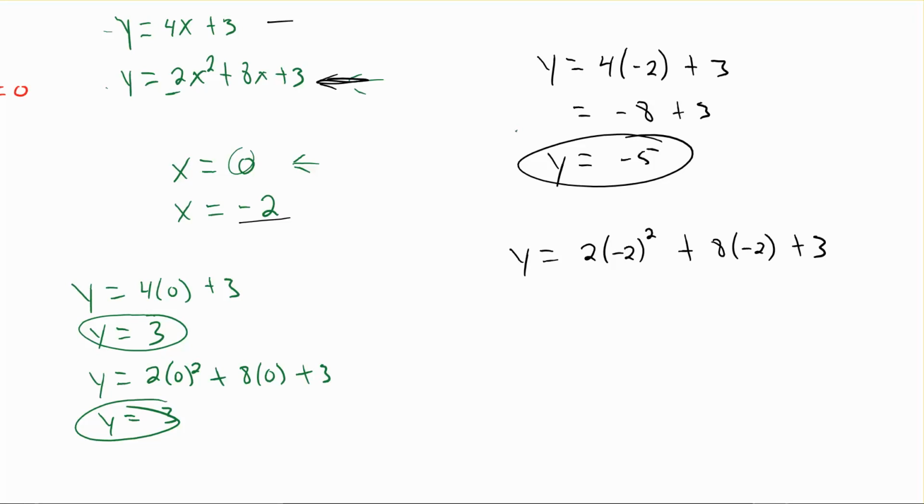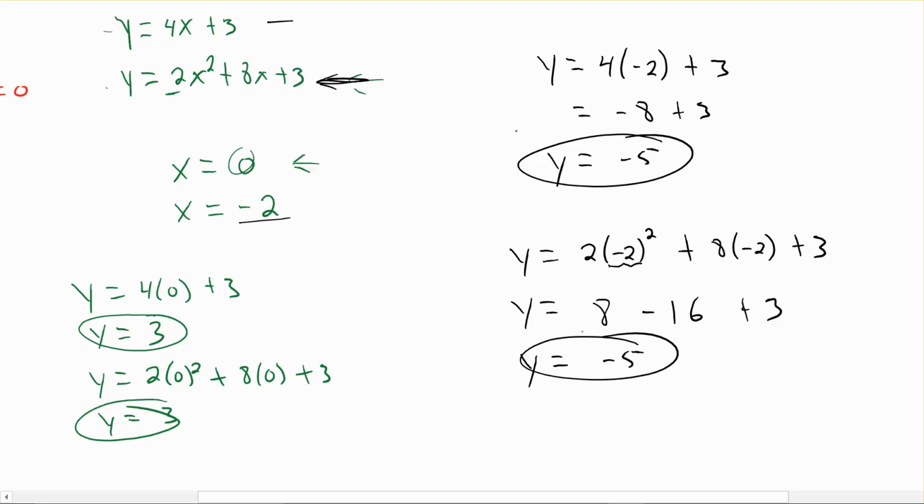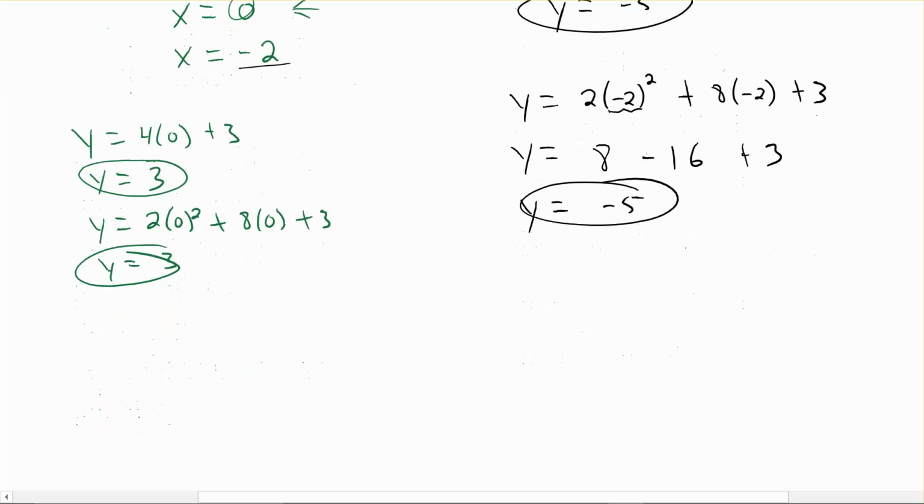So we have y is equal to, the negative here becomes positive when squared, so this is just 2 times 4. 2 times 4 is 8. So this part's 8. Plus 8 times negative 2 is negative 16, so I just have minus 16 plus 3. In this case, y again is also negative 5. So both of those solutions did work, and we checked.